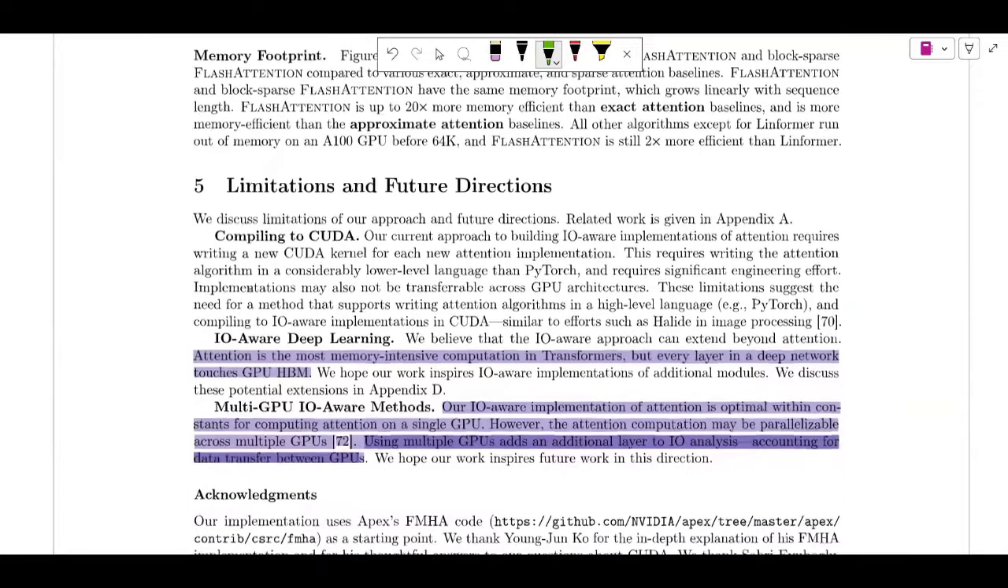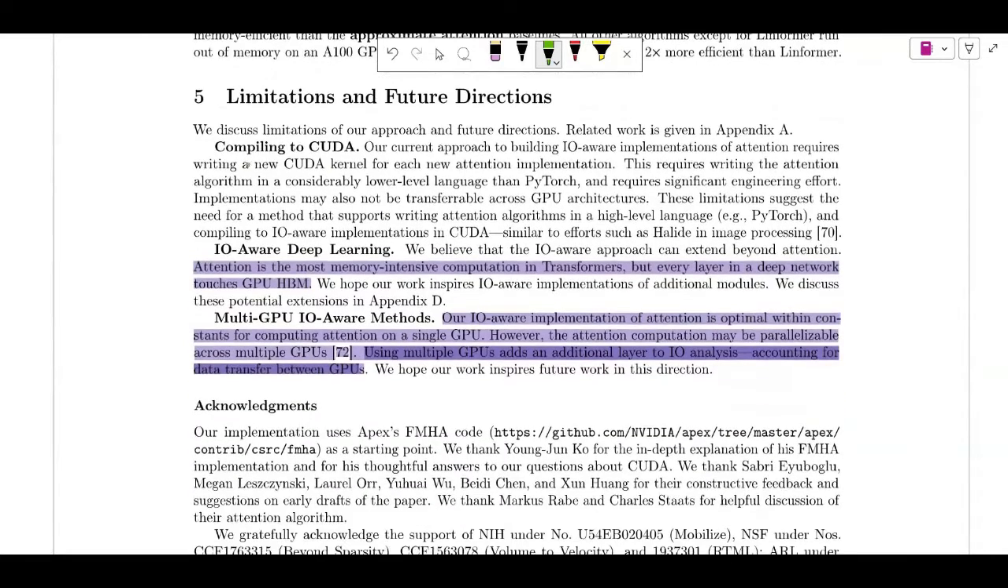So the limitations and future directions. The major limitation they mentioned was that for implementing this, they had to write a custom CUDA kernel, and that is hard. You can't always do that, but this is not such a limitation right now because PyTorch, TensorFlow, and others have already integrated flash attention into their core library, and there is also a library called Triton to write custom CUDA kernels in a high-level language.